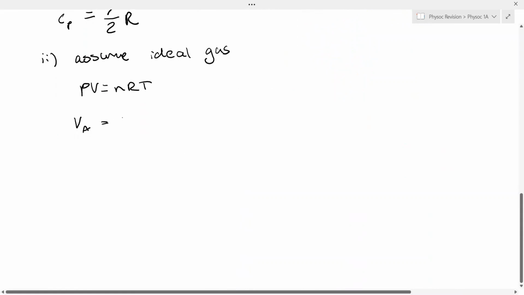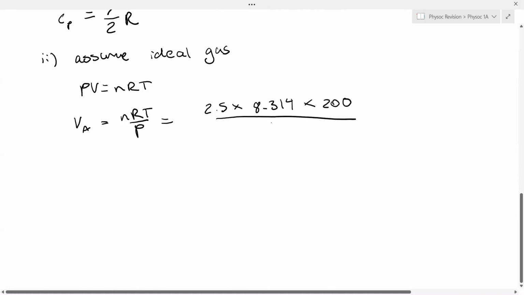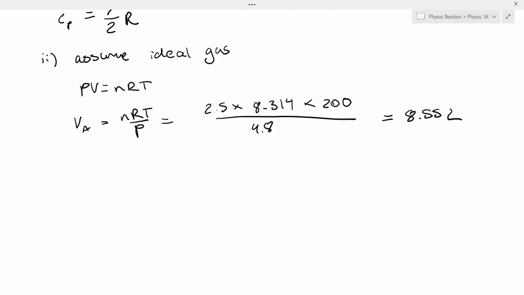So this is going to be equal to nRT over P, and this is 2.5 moles times my thermal physics constant 8.314 times my temperature, 200 Kelvin, all over my pressure, which was 4.8 atmospheres, and this gives it to me as 8.55 liters. That is just roughly doing some working out.